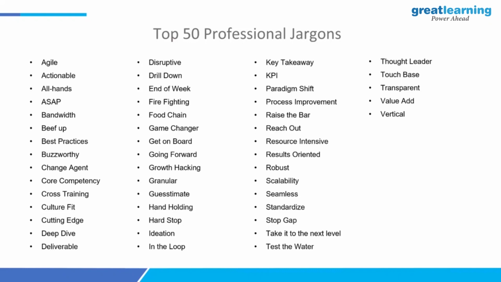Touch base. Touch base refers to making contact or reconnecting with someone briefly. Transparent. Business transparency is the process of being open, honest, and straightforward about various company operations. Value add. The term value added describes the enhancement that a company gives its products or services before offering it to its customers. Vertical refers to a business niche where vendors serve a specific audience and their set of needs.